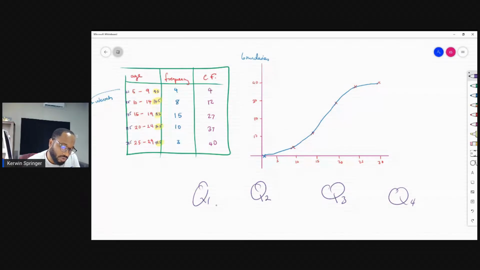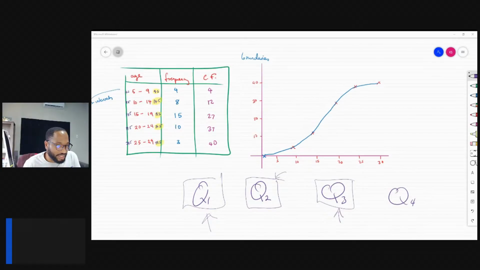Yeah, they could ask you the upper quartile. When they say the upper quartile, they're talking about this one here. And when they say the lower quartile, they're talking about this one here. When they're talking about the median, well done. So the median, they're talking about this one here. So this is the median. This is the lower quartile. And this is the upper quartile.